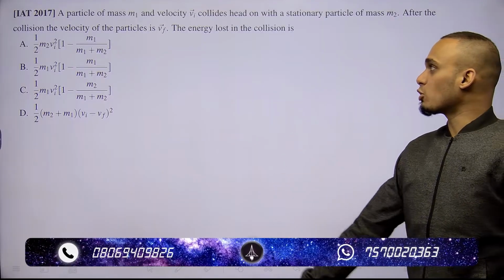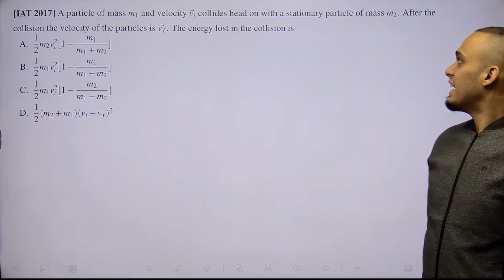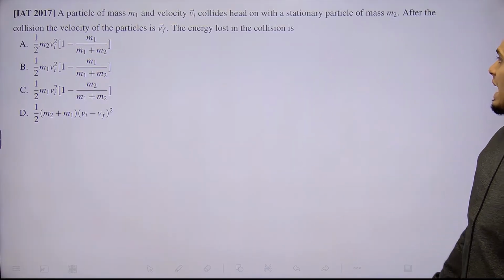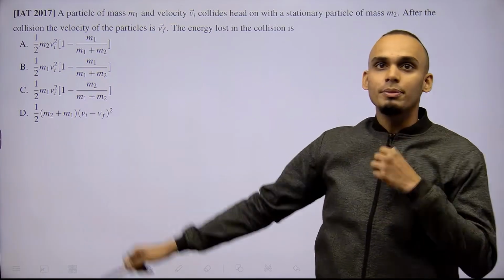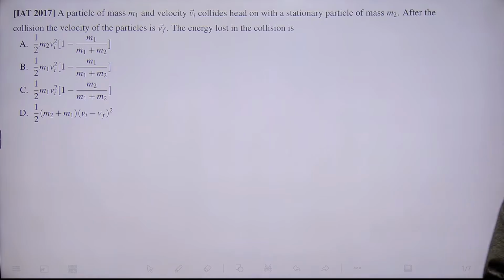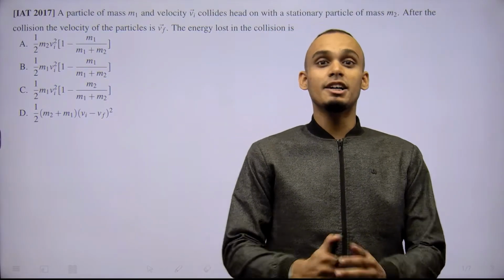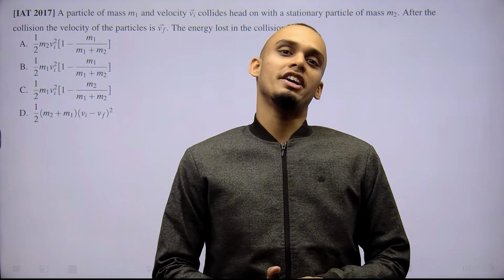This question talks about a particle of mass m1 moving with an initial velocity of vi. It is said to have collided with a stationary particle of mass m2, and the question goes on to say that after collision, the velocity of both the particles becomes vf. So obviously this is a perfectly inelastic collision, and we know that in a perfectly inelastic collision only momentum conservation is enough to find the final velocity.